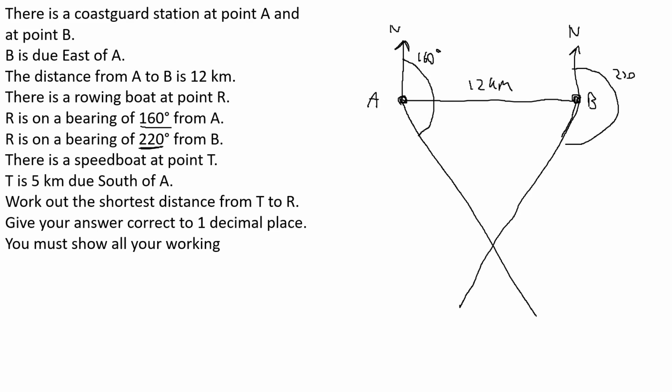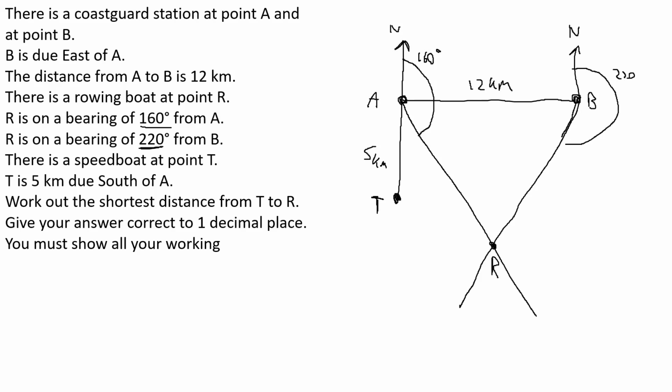We're also told that there is a speedboat T, which is 5 kilometers south of A. So let's draw that. Sure, that's 5 kilometers. And this is our T. So now we're told, what is the shortest distance from T and R? Okay, so let's work it out, shall we?